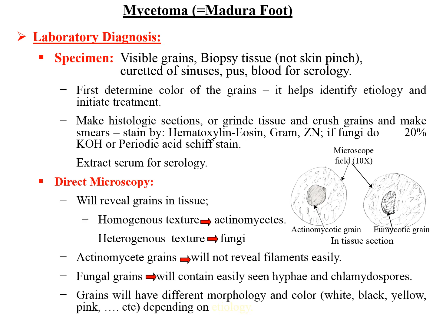Hematoxylin and eosin stains, gram stain, Ziehl-Neelsen stain, periodic acid-Schiff, and 20% KOH can all be used in direct diagnosis of mycetoma after you take the grains or tissue biopsy, or in case of fine needle aspiration.